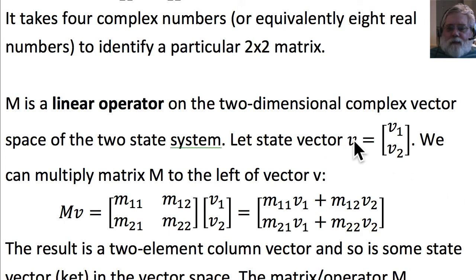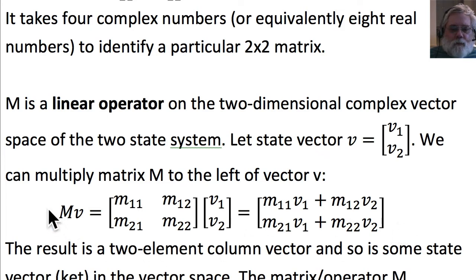Let's have state vector V be V1, V2. We can multiply matrix M to the left of vector V. Maybe you are familiar with how to do this operation from linear algebra. Maybe you're not. If you are, great. If you're not, just take my word that this is the definition for that multiplication.